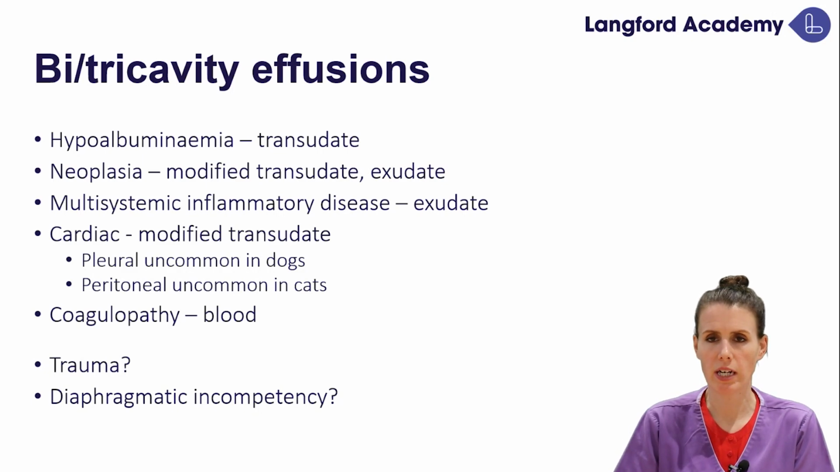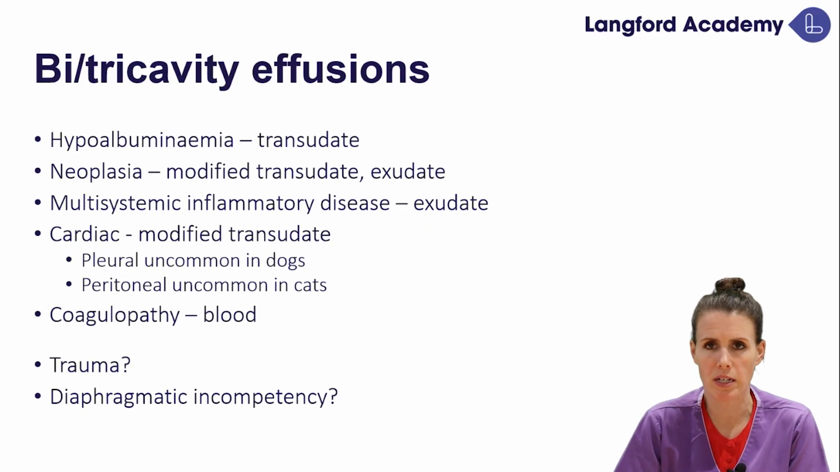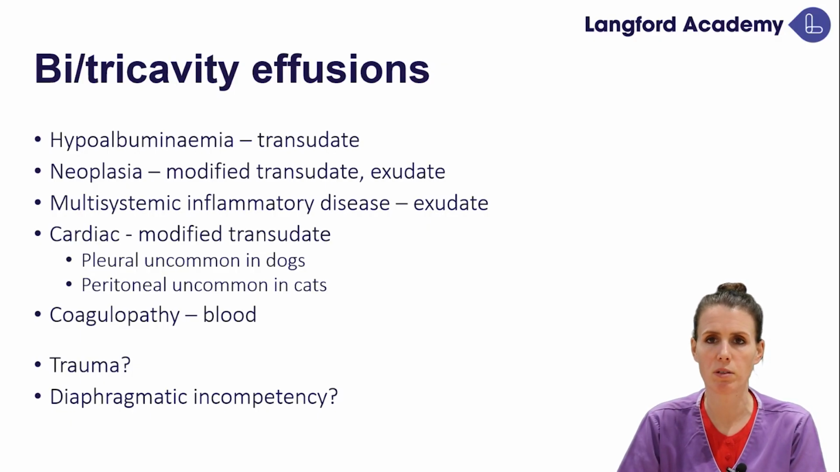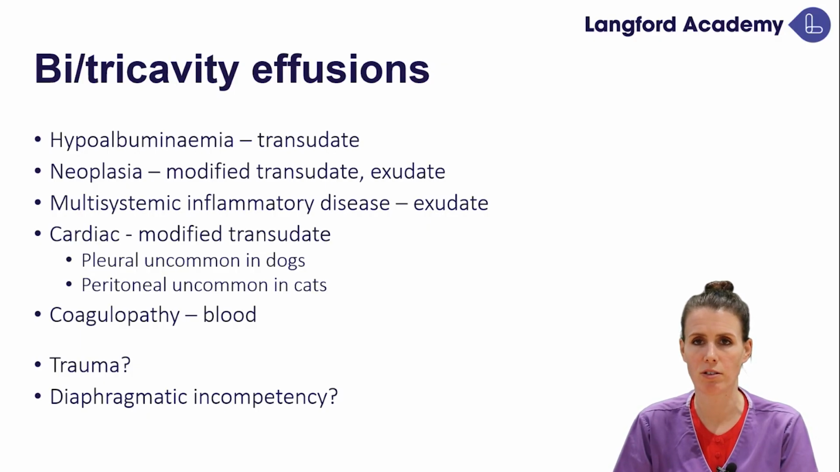Sometimes we're presented with bi- or tri-cavity effusions, and these can be really helpful to identify because this can significantly narrow our differential diagnosis list. Multisystemic diseases such as hypoalbuminemia, neoplasia, or inflammatory disease can be expected to cause effusions in multiple cavities, although sometimes can be confined to one. Cardiac disease can also cause effusions in multiple cavities, so there are species differences here that are worth noting. Right-sided heart failure in dogs, whether that's due to myocardial or valvular disease, or particularly of importance in terms of its commonality, pericardial effusions, would be expected to cause an abdominal effusion as a secondary consequence.